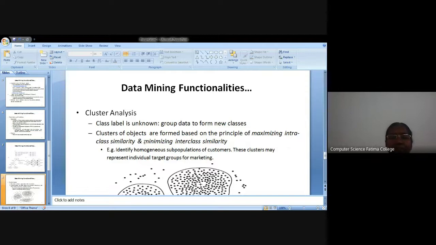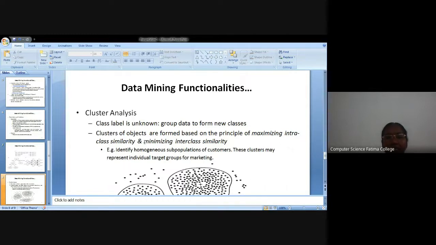In cluster analysis, clusters of objects are formed based on the principles of maximizing intra-cluster similarity and minimizing inter-cluster similarity. So that is the basic point: maximizing the intra-class similarity and minimizing the inter-class similarity. The class label of each tuple is unknown. We group the data to form new classes.